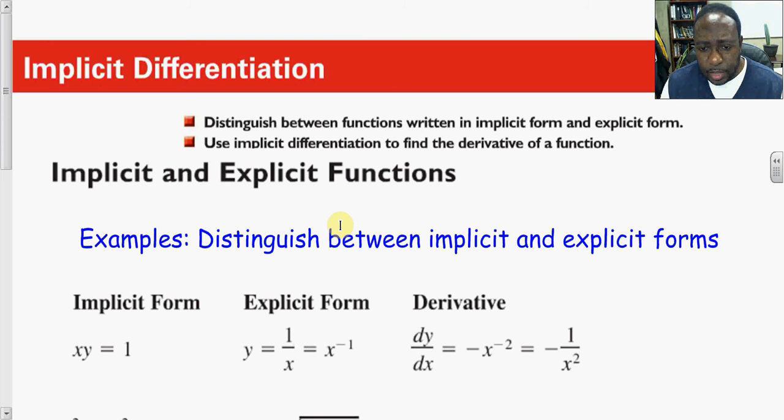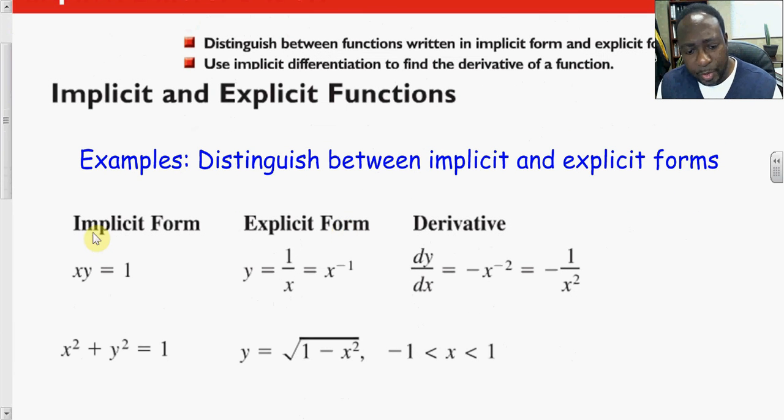Implicit differentiation. We want to be able to calculate the derivative of a function implicitly. Implicit form simply means that the variables are embedded within the equation. Explicit, the direct opposite, is where in a function or an equation, one variable is expressed singly.